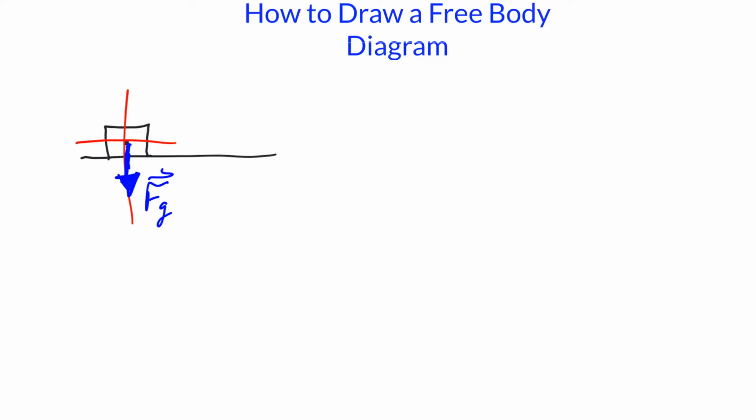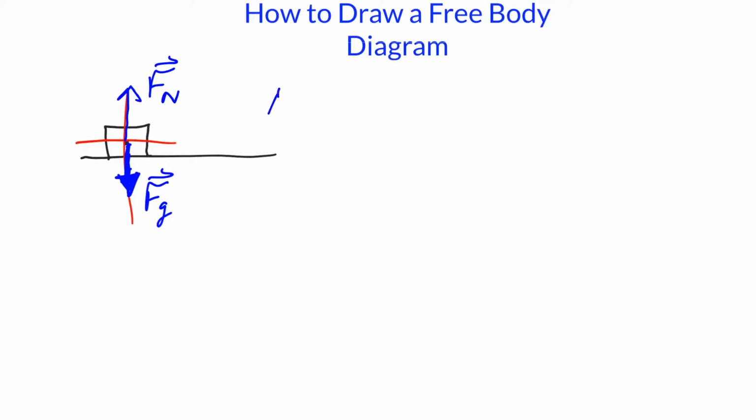Okay, there are no other non-contact forces. Everything else that's acting on that box is acting on it because it's touching something. So the box is sitting on this surface, so it's touching that surface. The name of the force that comes from touching a surface is the normal force. Okay, it's capital F, then a capital N subscript.